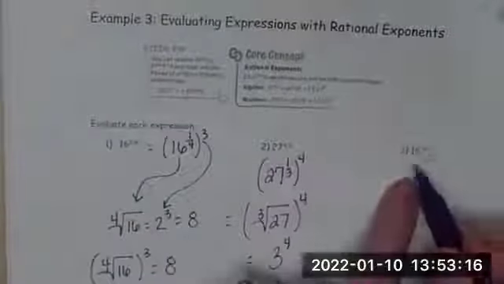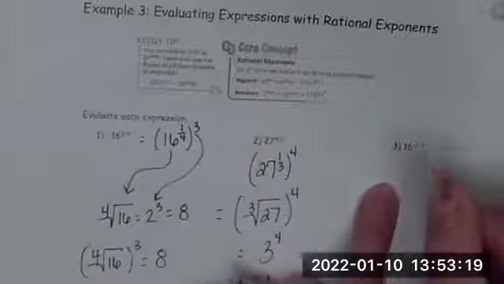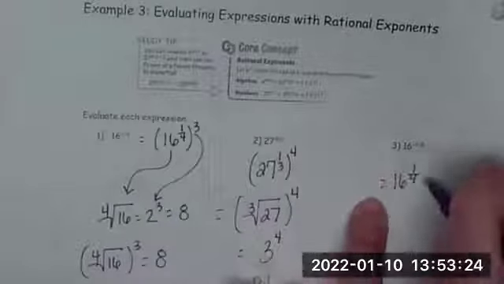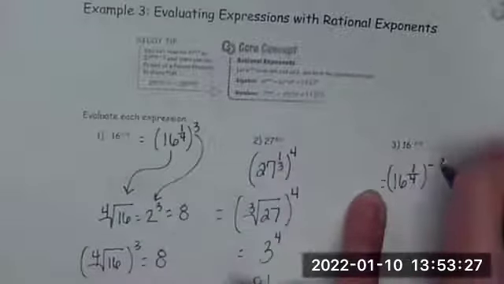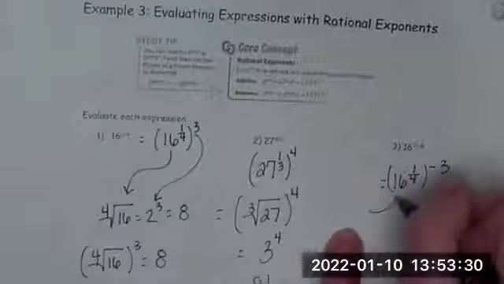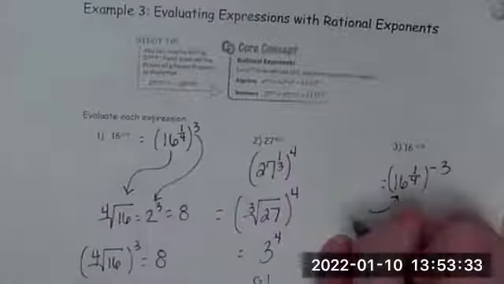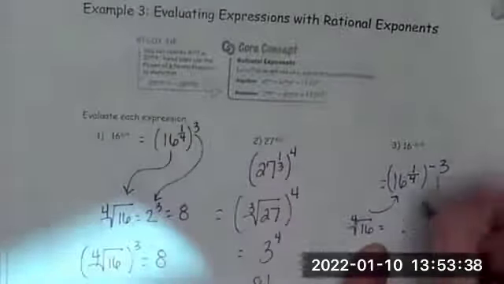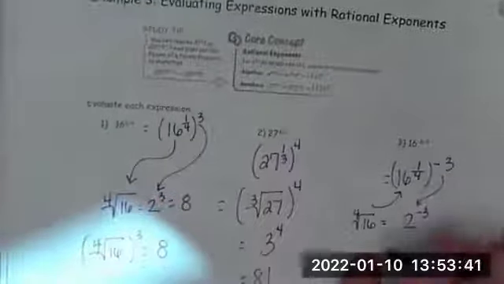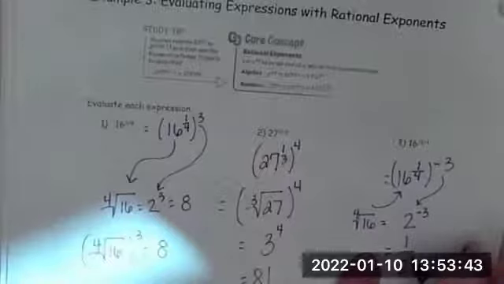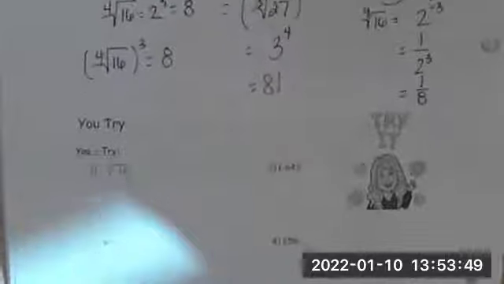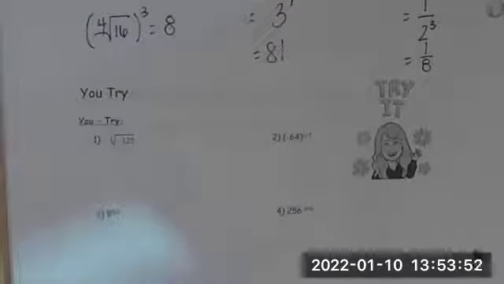Now, notice right here, I have a negative exponent. So that means I have 16 to the 1/4 to the -3. What is 16 to the 1/4? Well, that's the 4th root of 16, which is 2. So I have 2 to the -3, which is 1 over 2 cubed, which is 1/8. I want you to go ahead, press pause, and try these on your own.